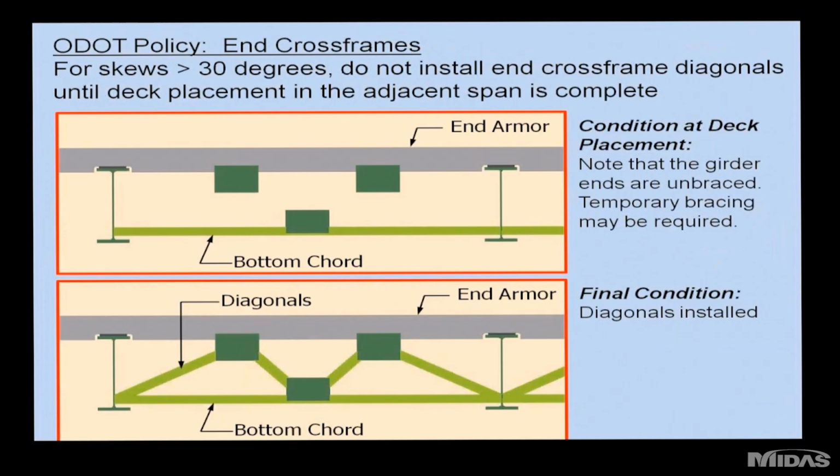Related to end cross-frame conditions, for skews greater than 30 degrees, ODOT recommends that you not put in the end cross-frame diagonals at the time of the deck placement. And designers should note that this creates a temporary stability problem during the deck pour, which you usually need to deal with external braces of some sort, but it does eliminate a lot of potential problems with those end cross frames. Beyond the twist, they also produce a lot of lateral force, which can shear off anchor bolts, that sort of thing, at the end of the bridge.